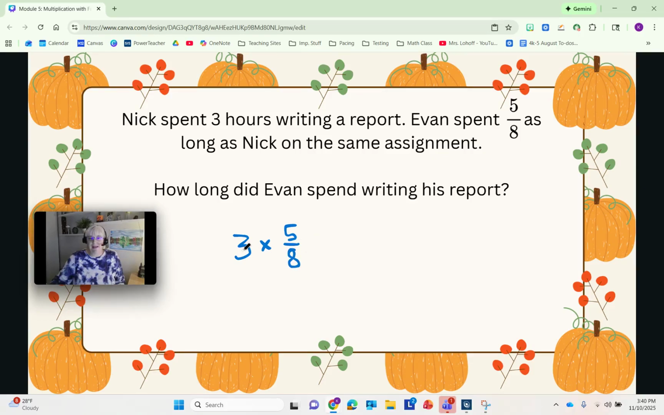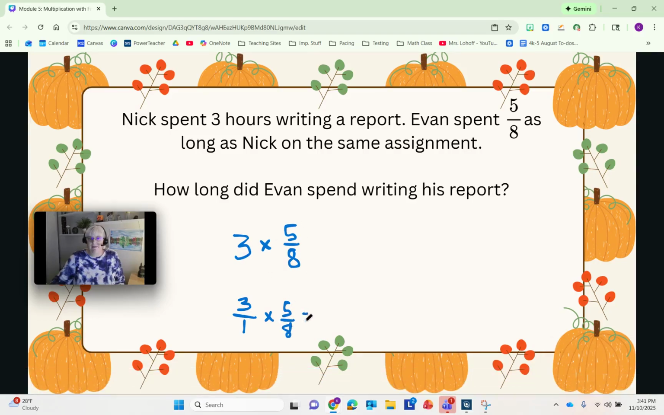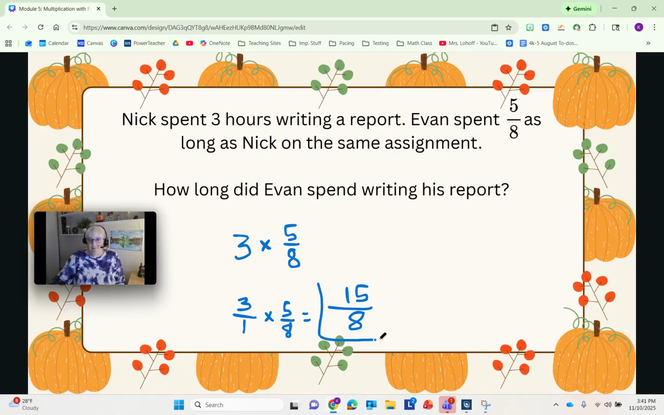3 is the same as 3 over 1, if that helps you with multiplying. Or if you remember that you multiply 3 times the top of a fraction. Either way, 3 times 5 is 15. 1 times 8 is 8. Oh, we have an improper fraction alert. The top number is bigger than the bottom.